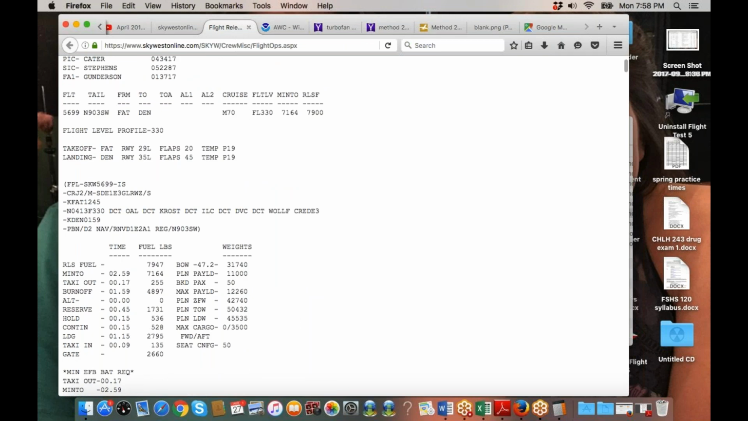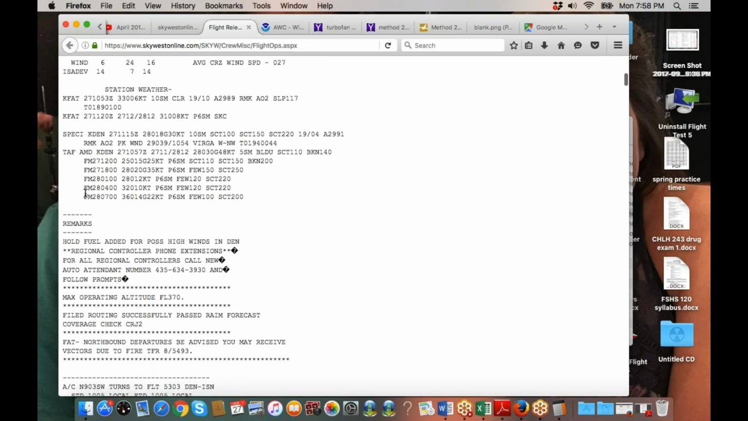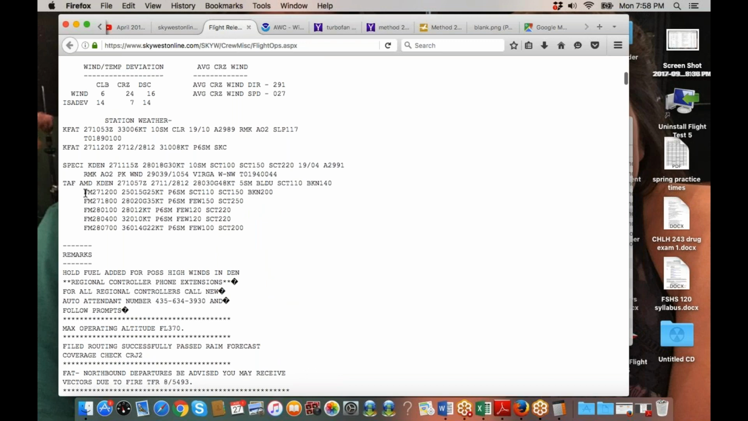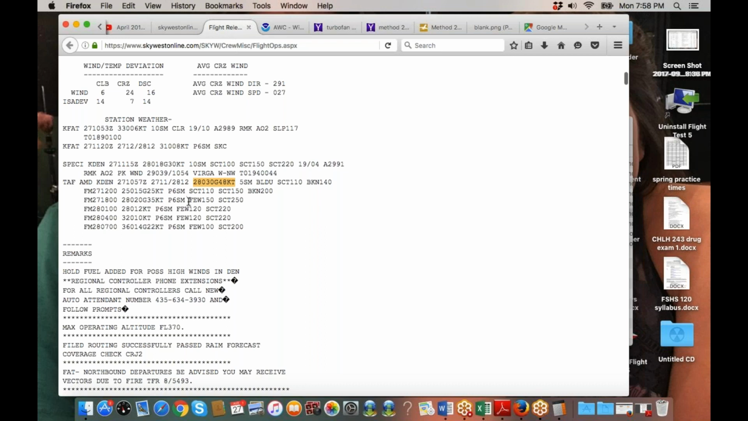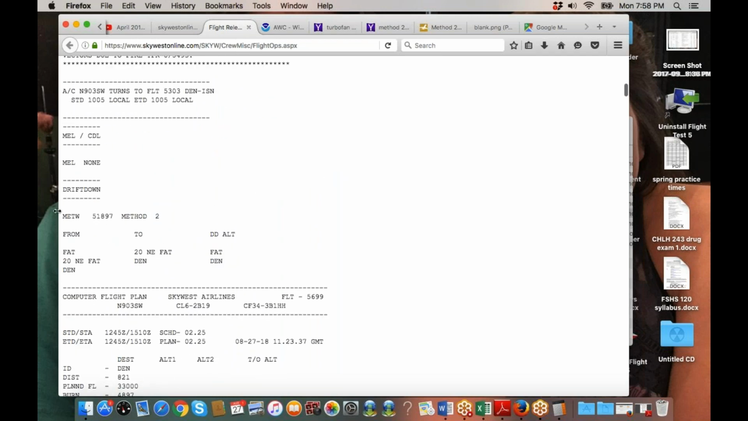So we have Fresno to Denver. It's actually in a 200. Check that out. 48 knot gusting winds, Denver. That's pretty incredible. Okay, so this is where we get to our drift down phase on our release. That's kind of what I wanted to show you.